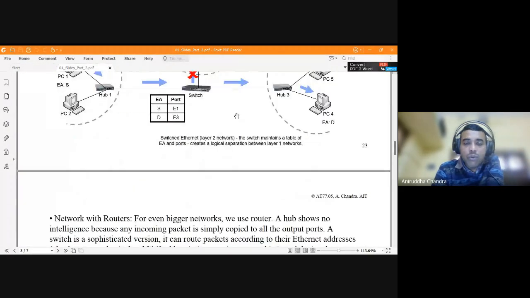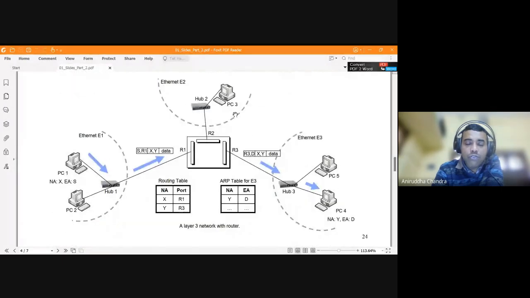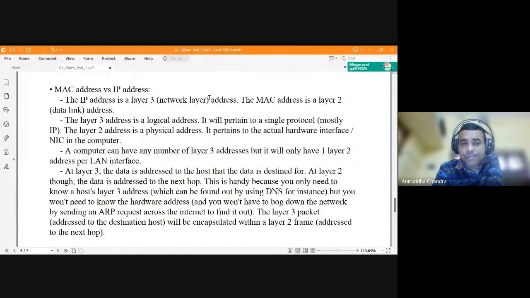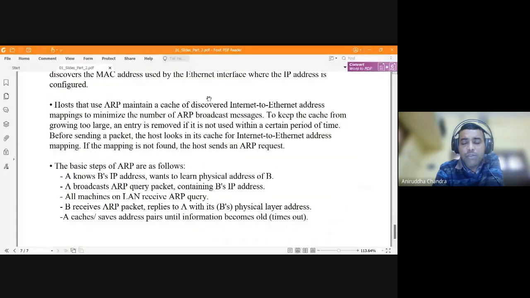Then we went a bit further and showed how a network with a router can operate, and it can have much more flexibility and functionality than the switched Ethernet, which is a layer 3 network. So we read about layer 2 and layer 3 networks, but in the process, we also understood that we need two sets of addresses. One is the Ethernet address, the other one is the network address, and we understood what network addresses are like, and we also differentiated between Ethernet address and network address. And finally, we read about ARP, which is a method of mapping between these two addresses.